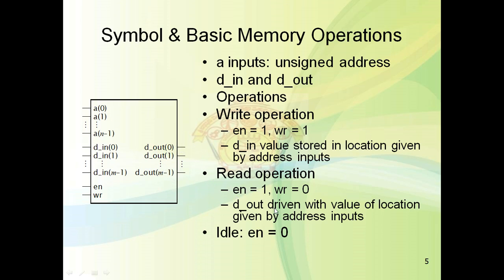So data out will be driven with the values given by the address inputs, and in the remaining cases we have to make this chip idle. So for that, enable pin is equal to 0. Okay, so this is about the basic read write operations of the memory. Okay. So then we'll go towards the next point.